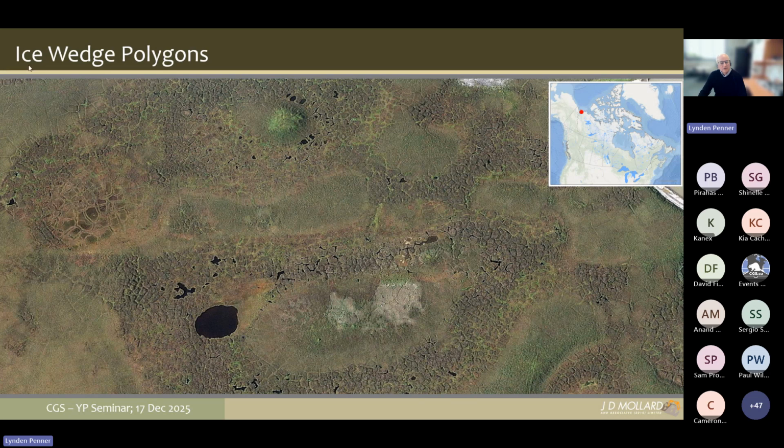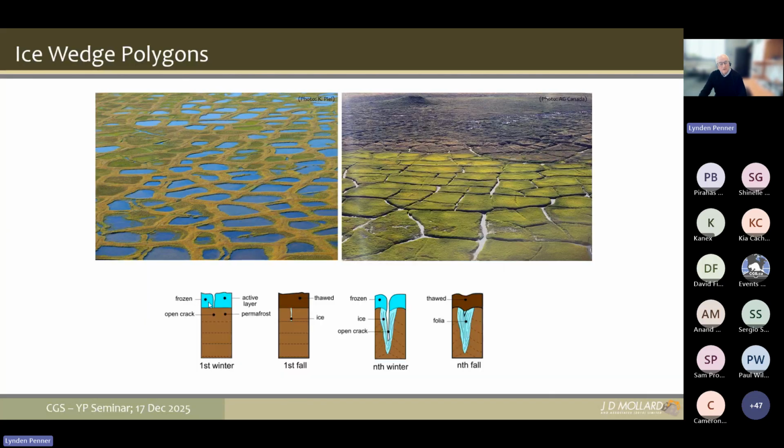Ice wedge polygons. These are polygonal patterns that form at various scales and sizes in the landscape, where the ground contracts either due to thermal contraction or desiccation. Water begins to accumulate within the cracks, and season by season, year by year, there's a wedge of ice that forms and becomes wider and wider. So you have a crack that forms, water infiltrates into that crack, and over time it widens, and you develop these very distinctive polygonal patterns.